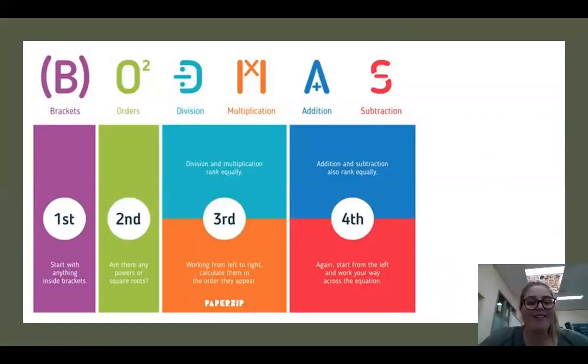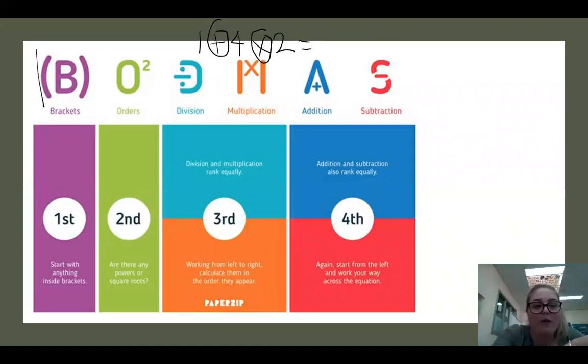Okay, so now we are going to look at BODMAS. And BODMAS is when we have multiple different operations in our maths equation. For example, if I had 1 plus 4 times 2, I have a times and I also have a plus. So I need to work out which one do I do first.